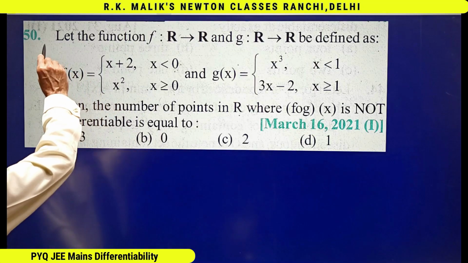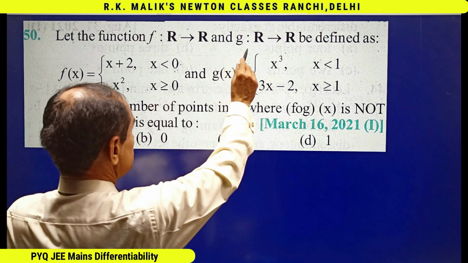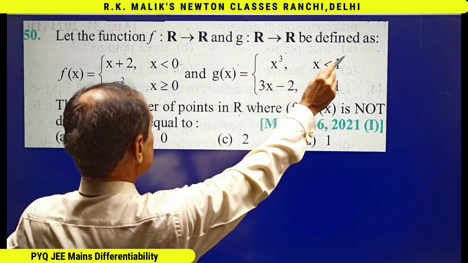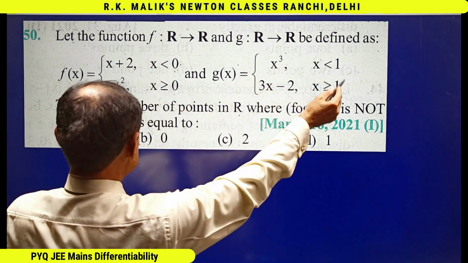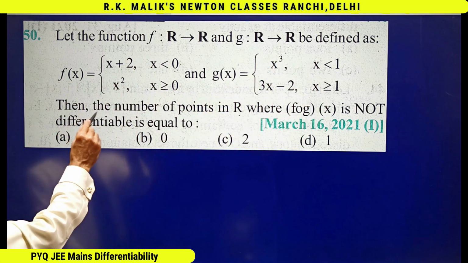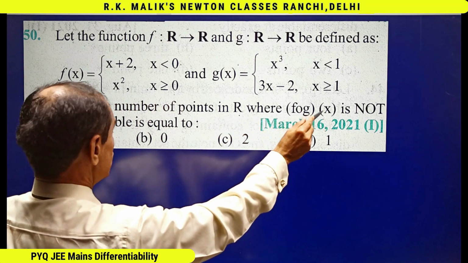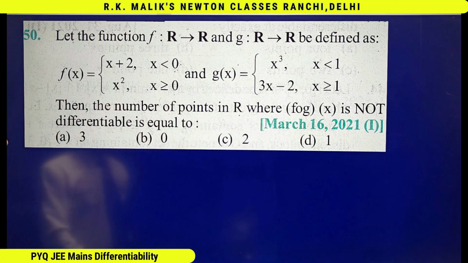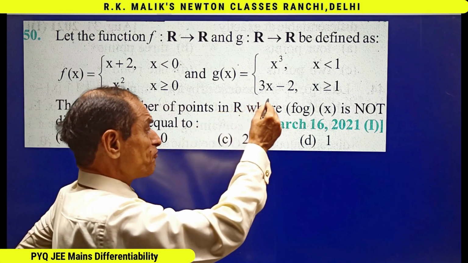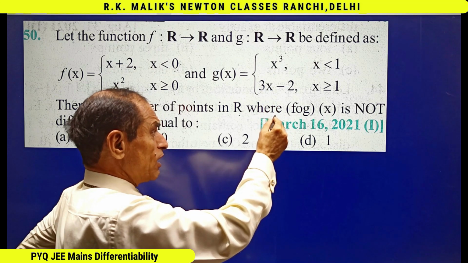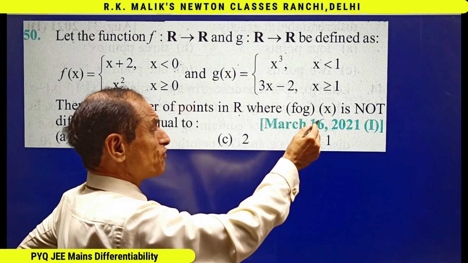In this question, it is given that let the function f from R to R and g from R to R be defined as f(x) equal to this thing, g(x) equal to this thing. Then the number of points in R where f∘g is not differentiable is equal to, you have to find the correct choice.